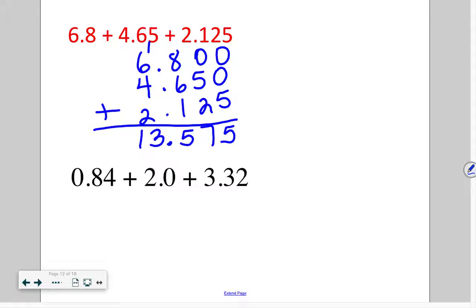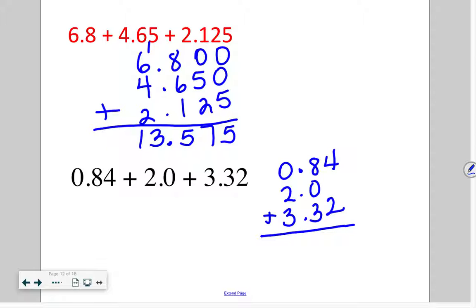Next one. 84/100 plus 2 plus 3 and 32/100. Write those in your notes. Make sure you're lining up decimal points. Behind the decimal in 2, make sure you have 2 zeros.